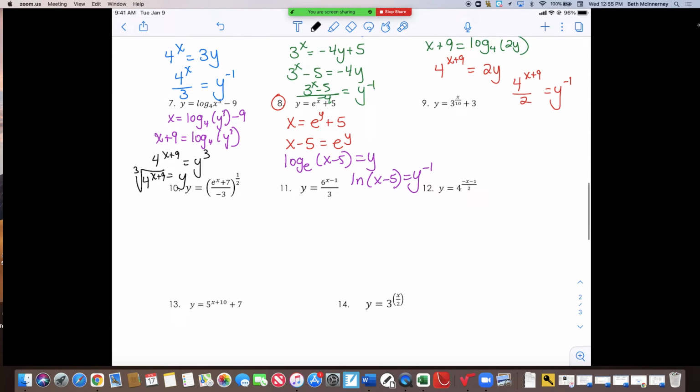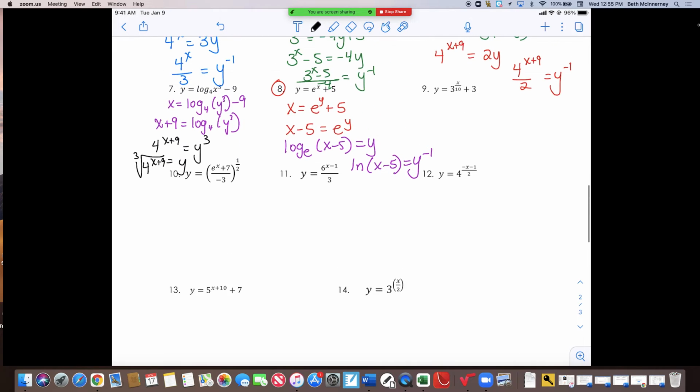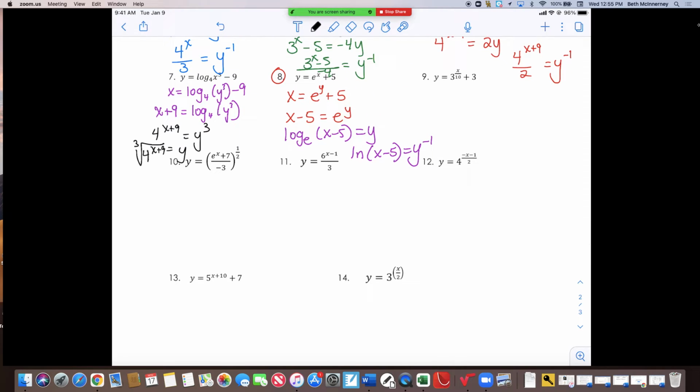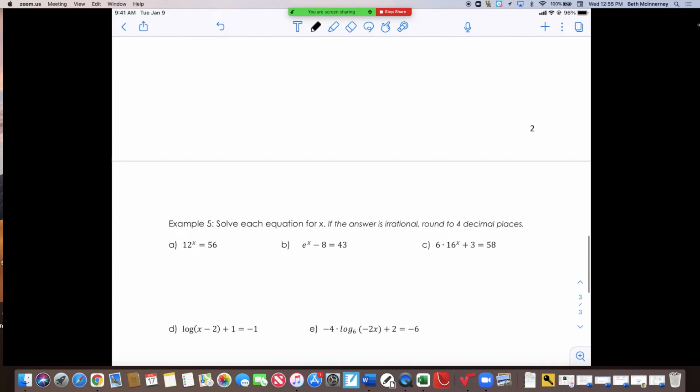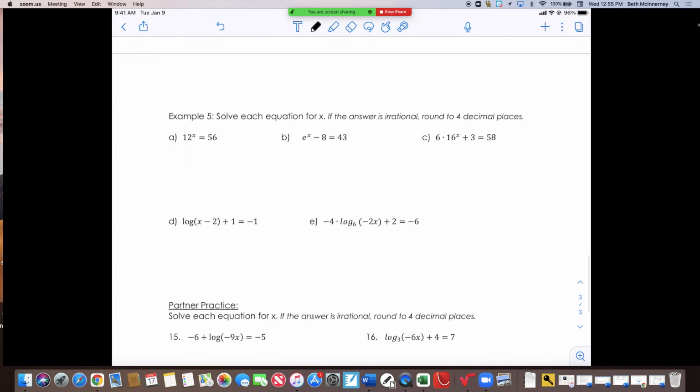All right, I am going to go ahead and jump to, I know we're not finishing these and you don't have to finish all these. These were just a ridiculous amount of extra practice. I'll post all of them for those of you that want to work them. Let's look at example 5.